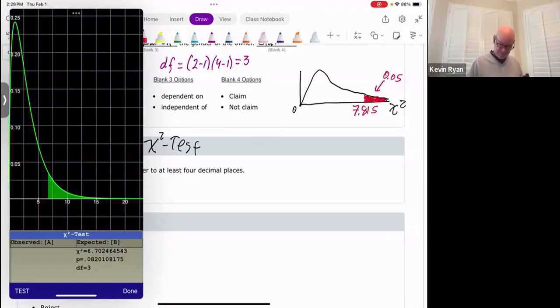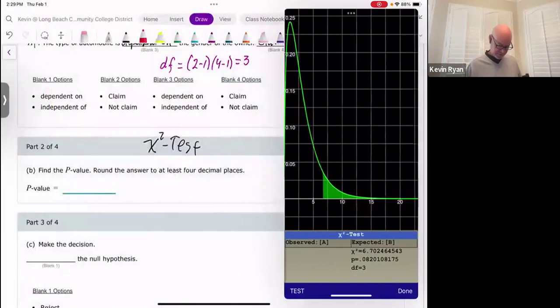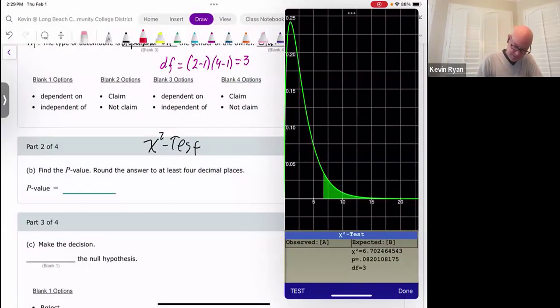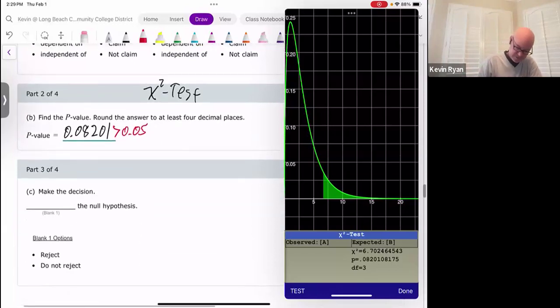And there's our observed, yeah. So our test statistic, actually, they don't even ask for the test statistic. They just want the p-value. All right. And that definitely seems bigger than our alpha, which is 5%. Which means we're going to fail to reject the null hypothesis.